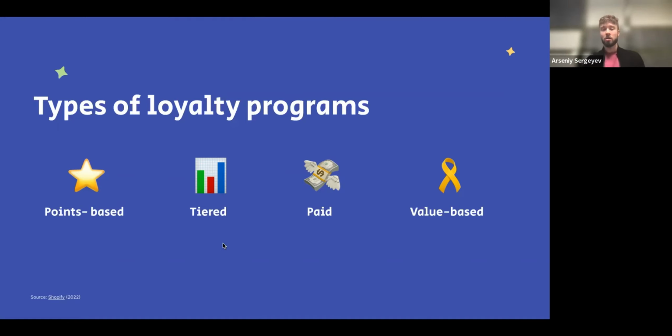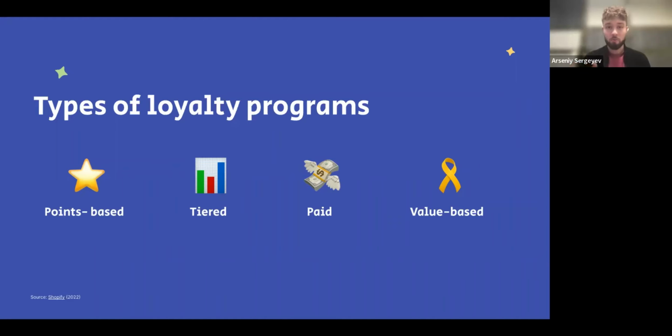So four big groups. Points-based is probably the most familiar one for everyone, where you gather points and for that you get certain rewards. Tiered is a bit more sophisticated: you get different rewards or different levels of rewards based on your commitment to this program, based on your level of participation.